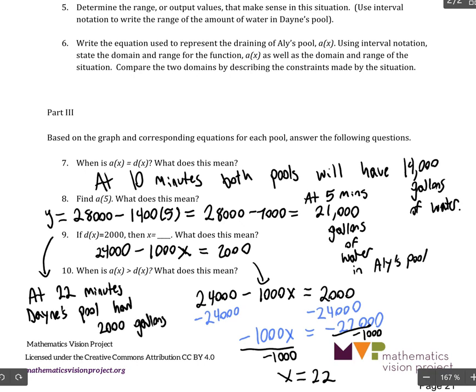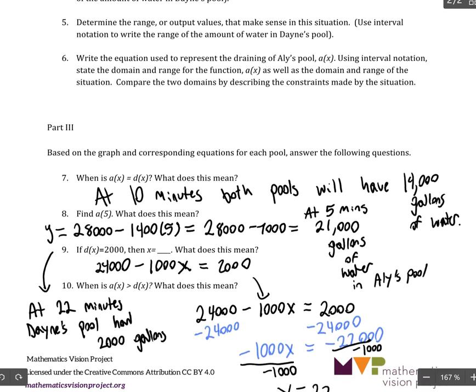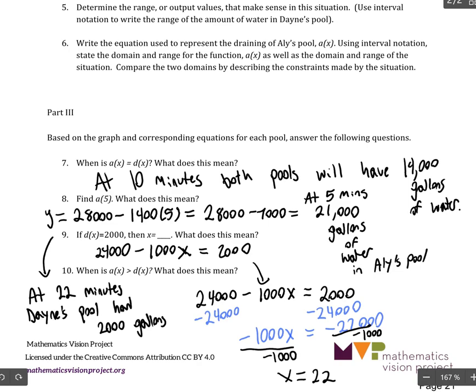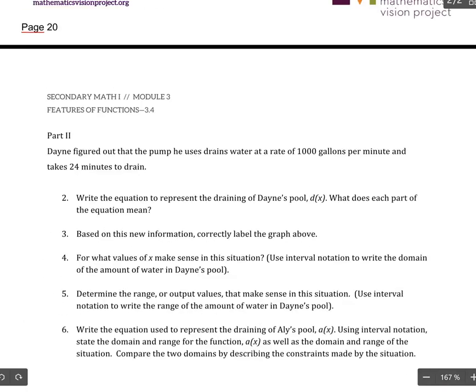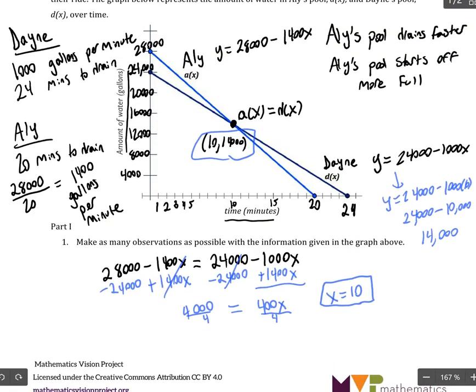And you probably could have figured that out just by thinking through it logically without solving an equation, but I just wanted to show you that connection. And we can see that on the graph at 22 minutes, right here. That makes sense, that point to be 2,000 gallons.